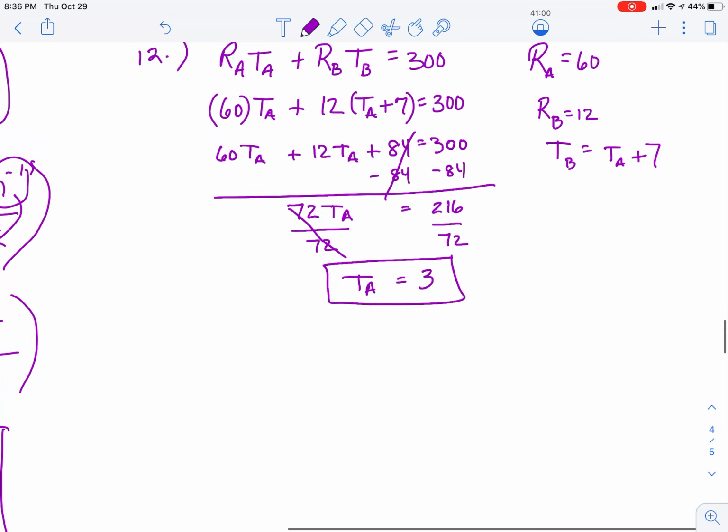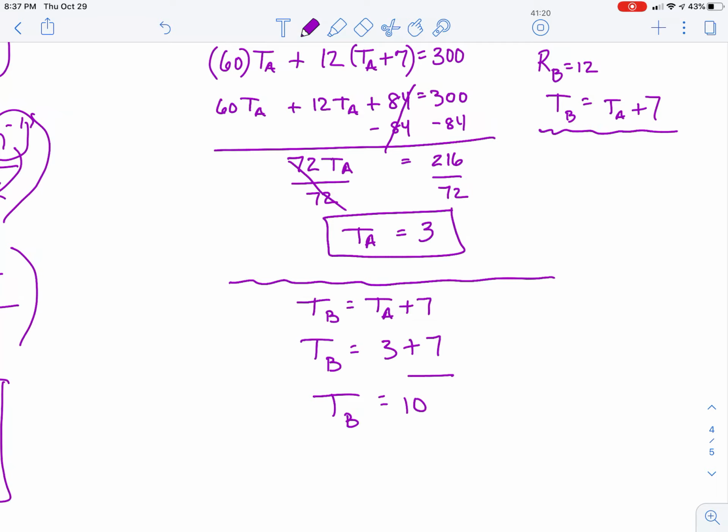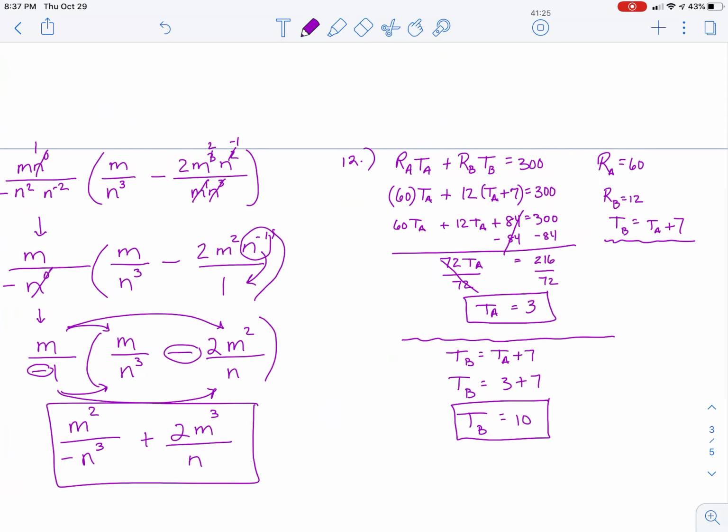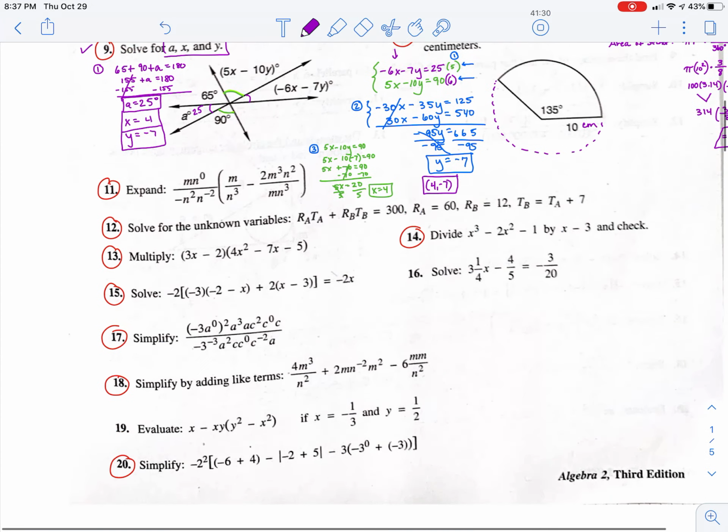Now that was the first thing we do. The second thing we do, I'm going to put a little line here, is we solve for TB. And notice TB up here is equal to TA plus 7. So let's put in 3 for TA, and you're going to end up with 10. So there's your two solutions, 3 and 10. Okay, let's look at the next one.